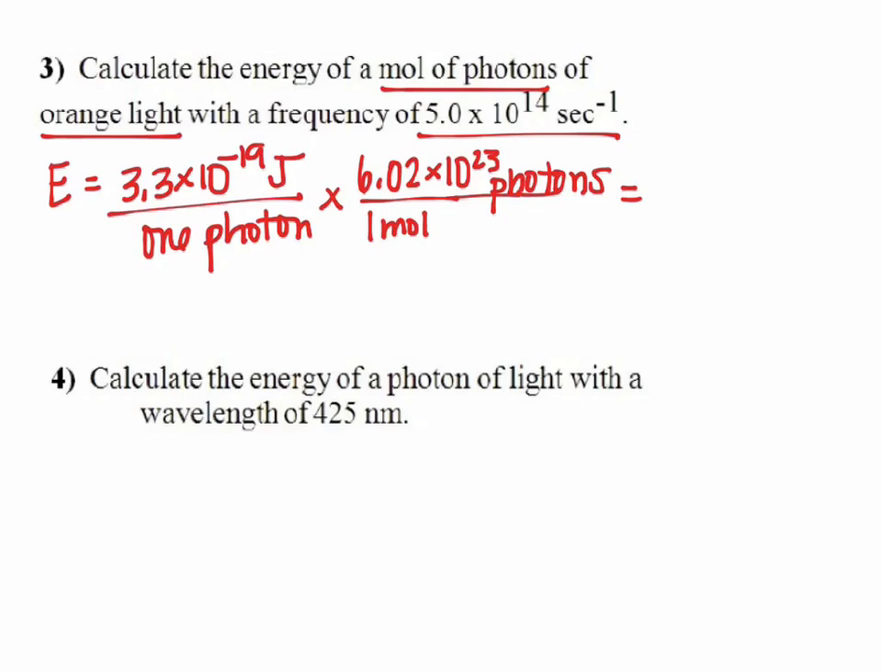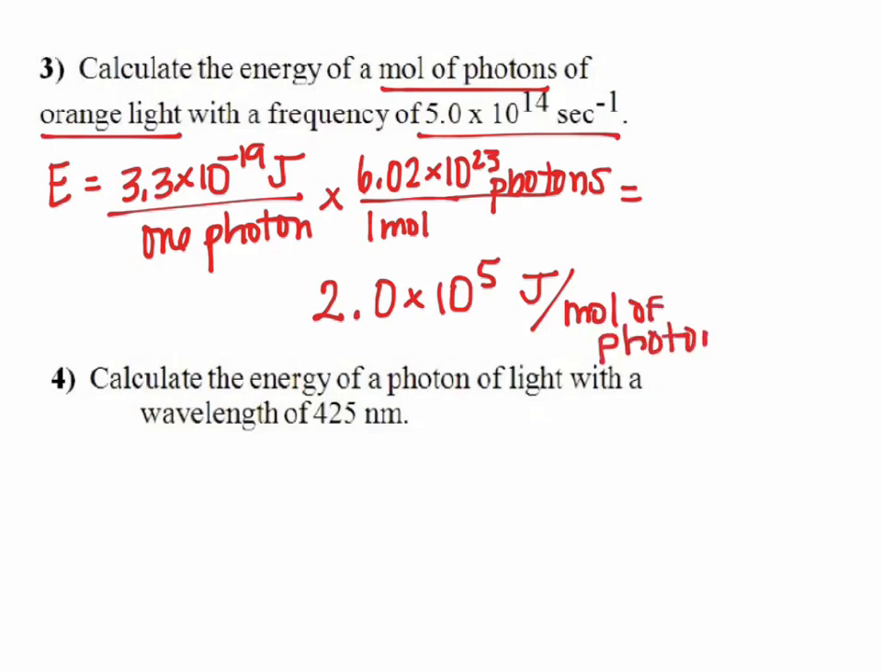So to 2 sig figs, 2.0 times 10 to the 5th joules per mole of photons. So you've got to watch the wording because it might just ask for a single photon or a mole. So you'll have to convert that.